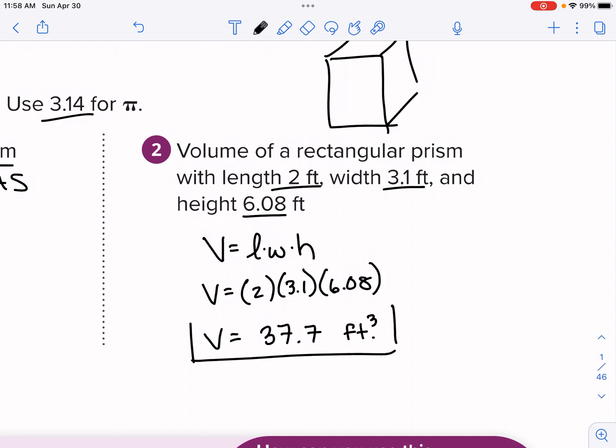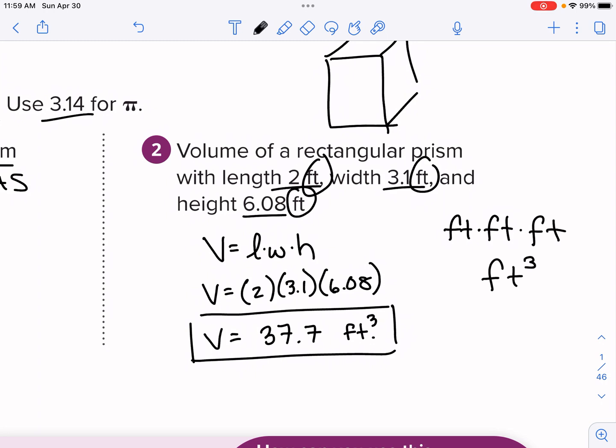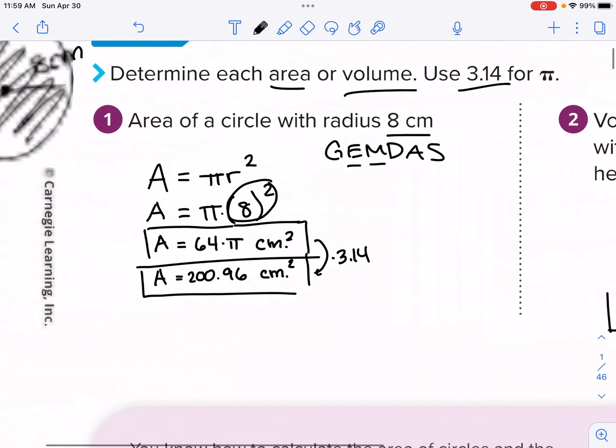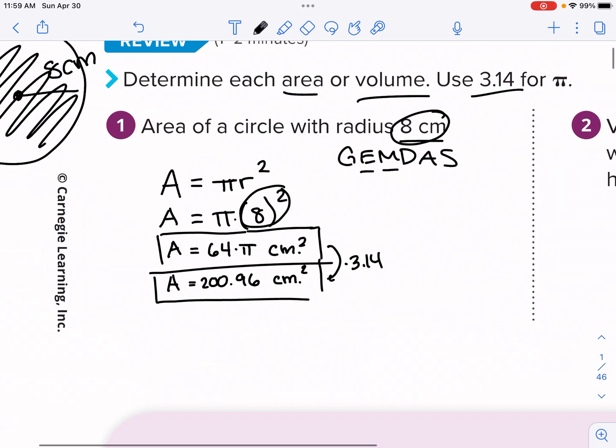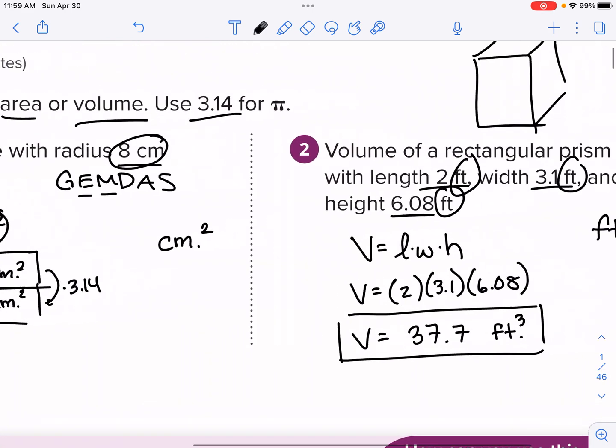Okay. And then lastly, something I do want to talk about is a student asked, why is this feet cubed or cubic feet here? The reason is because we have foot times foot times foot, right? And if we have foot times foot times foot, how many of them are there? It is 3 of them, so foot to the 3rd power, right? Whereas over here, we just multiplied 8 centimeters times 8 centimeters, so that's why we get centimeters squared or square centimeters. So that's why we just have an exponent of 2 versus volume, which is a 3.